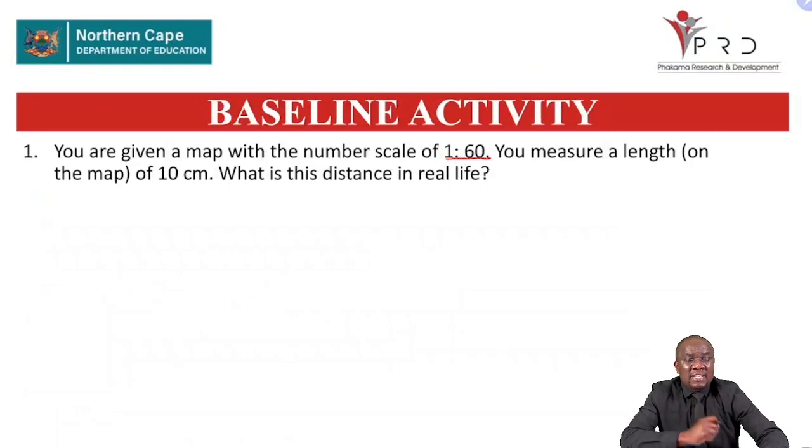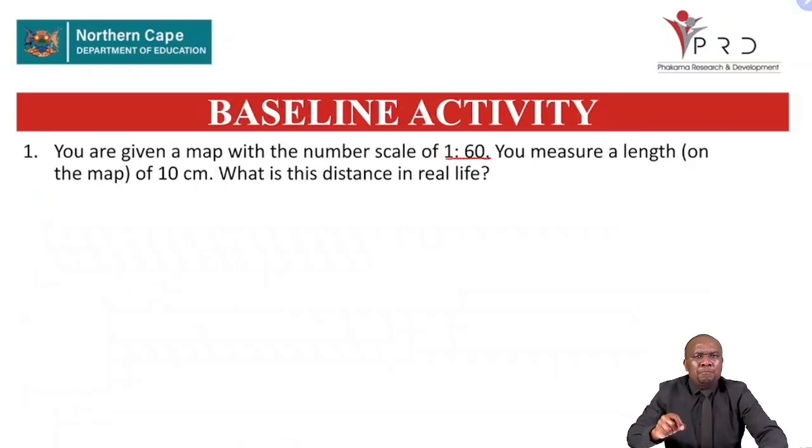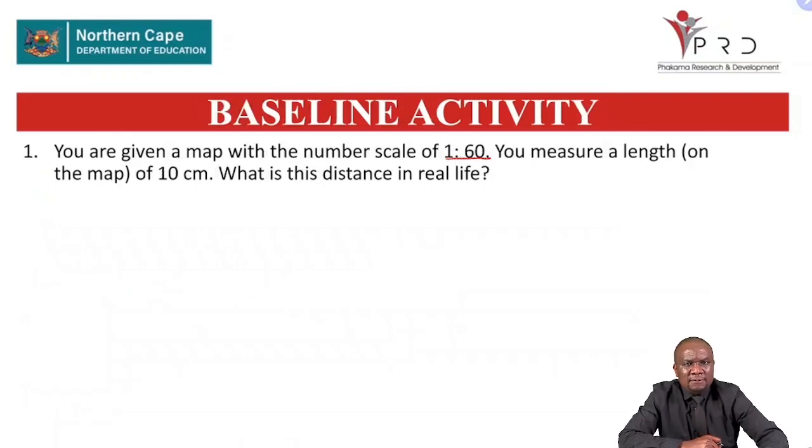Remember, grade 12, the number scale does not have units. We don't put units when it comes to number scale. It can be any unit, but now it should be 1 unit is to 60 units. The units must be the same. If I'm using meters, it means 1 meter is to 60 meters. If I'm using centimeters, 1 centimeter is to 60 centimeters. If I'm using millimeters, 1 millimeter is to 60 millimeters. So we can have any units here, and those units must be the same. So that's why we don't put the units when writing the number scale.